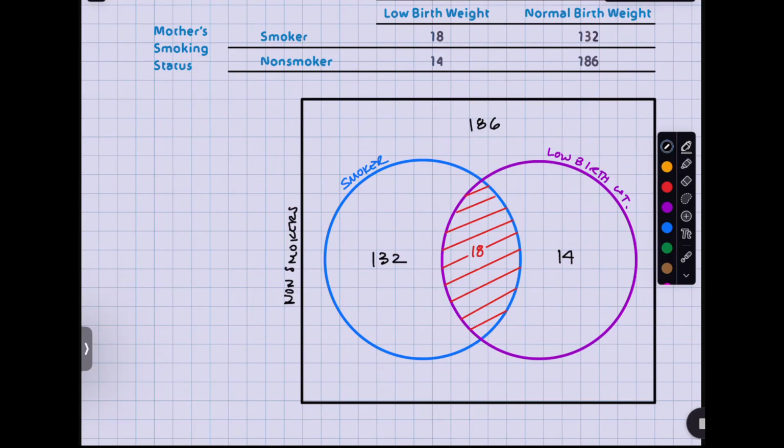Well, if you look at it, the 186 doesn't really have anywhere to go. Right? Because it's non-smokers that have normal baby weight. It doesn't belong in this circle, nor this circle, so it has to belong out here.